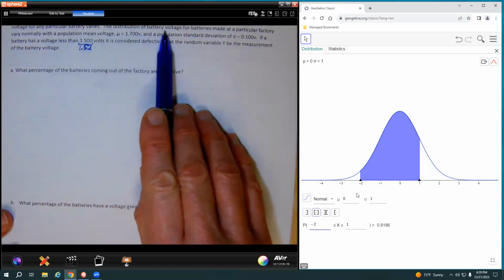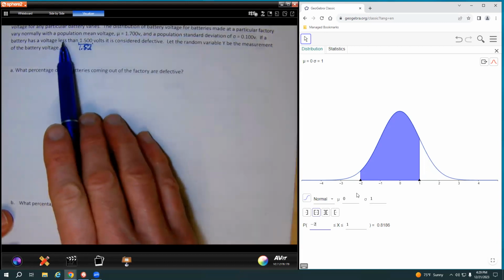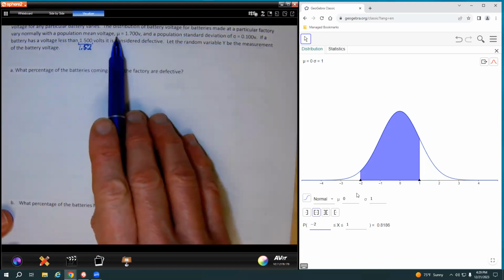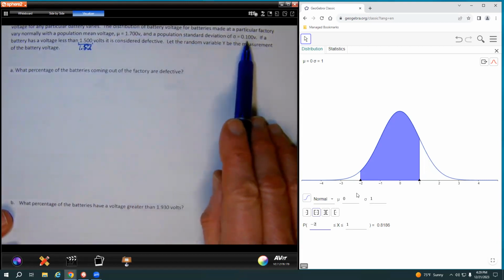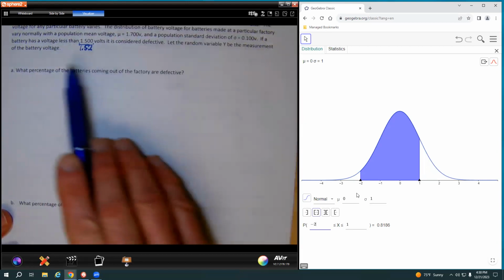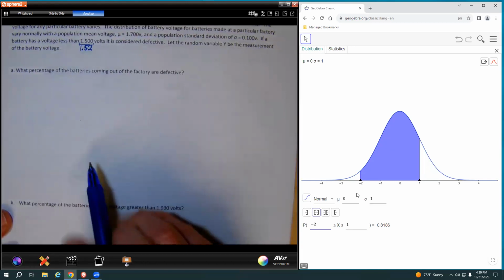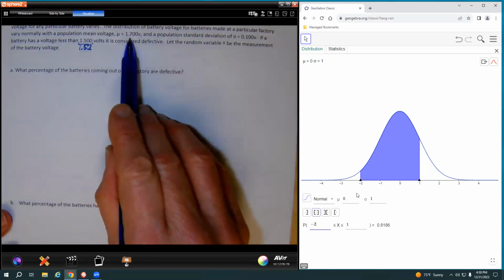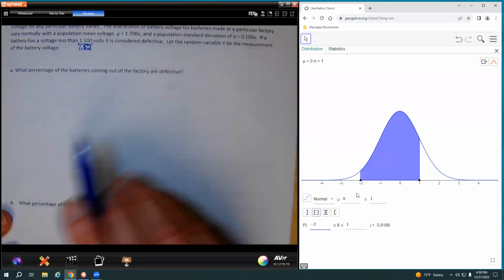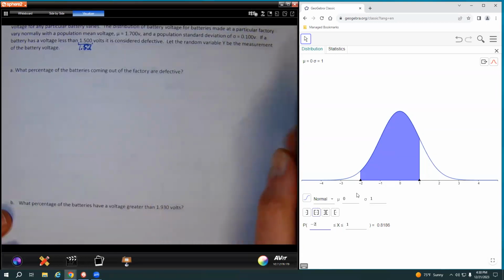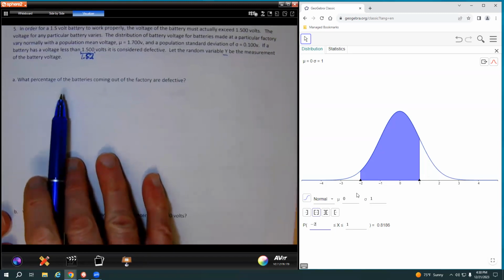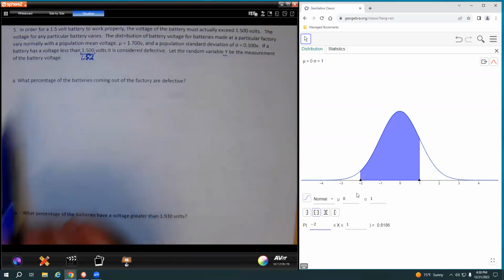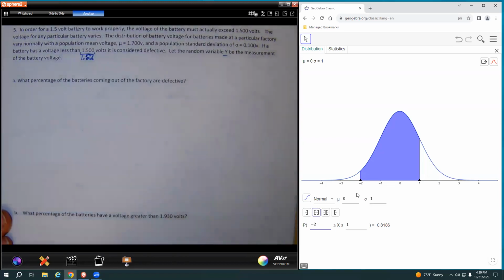The distribution of battery voltage for batteries made at a particular factory varies normally with a population mean of 1.7 volts and a population standard deviation of 0.100 volts. Okay. If a battery has a voltage of less than 1.52 volts, it is considered defective. Okay, but that's going to be the mean. This is going to be the standard deviation. Let the random variable y represent the battery voltage. Okay, so we got a change in variable here. What percentage of the batteries coming out of the factory are defective?